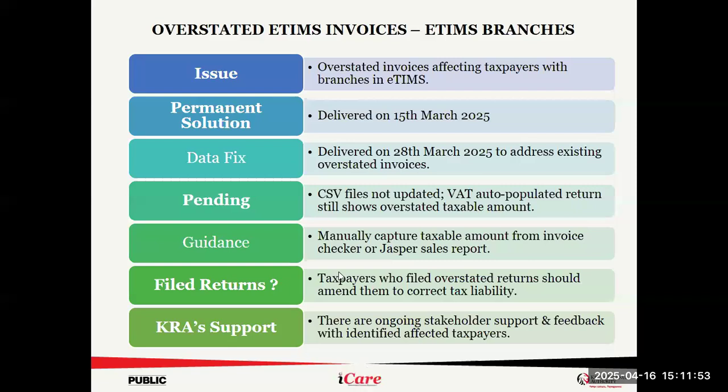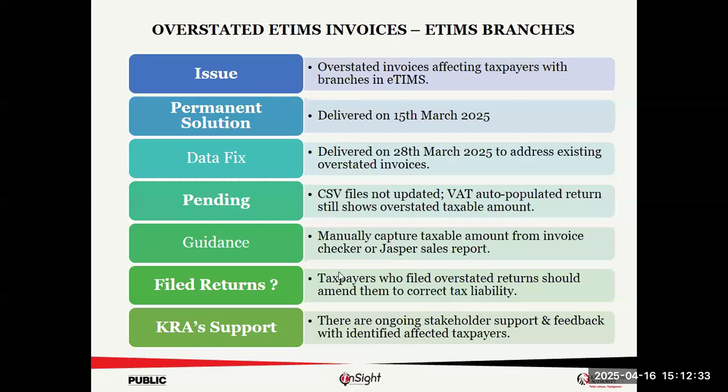Now, since there's the small bit that we are left to update, it is the CSV file. So you find, even right now, if you're downloading, say for example, you've not filed from November, you've logged in, you're downloading your November return and CSV files, the CSV amount, the taxable amount for those invoices is still overstated. So what I want to guide is, if you download it and the amount is 5 million and it should be a million, manually edit the amount to a million. The return will go through.